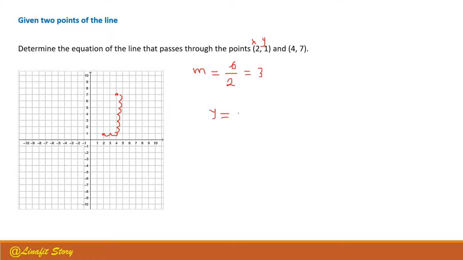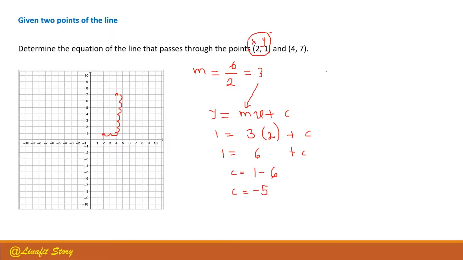y is equal to mx plus c. Choose either of the points, for example (2, 1). So y, 1, is equal to the gradient 3 times x, 2, 3 times 2 plus c. 1 is equal to 6 plus c. So c is 1 minus 6. c is equal to -5.